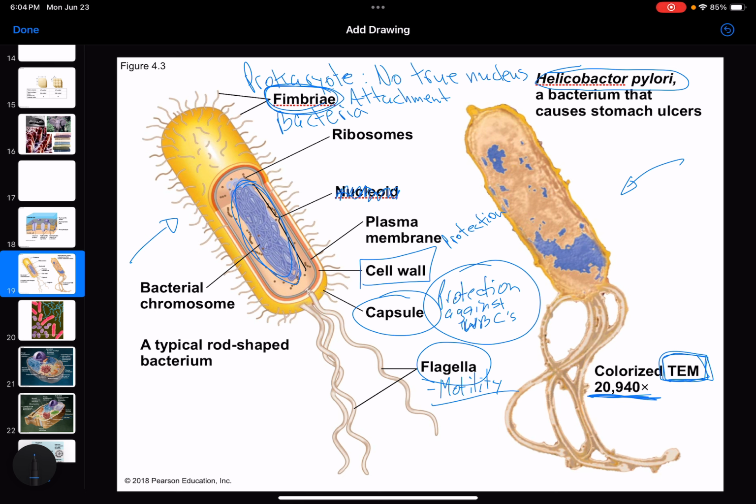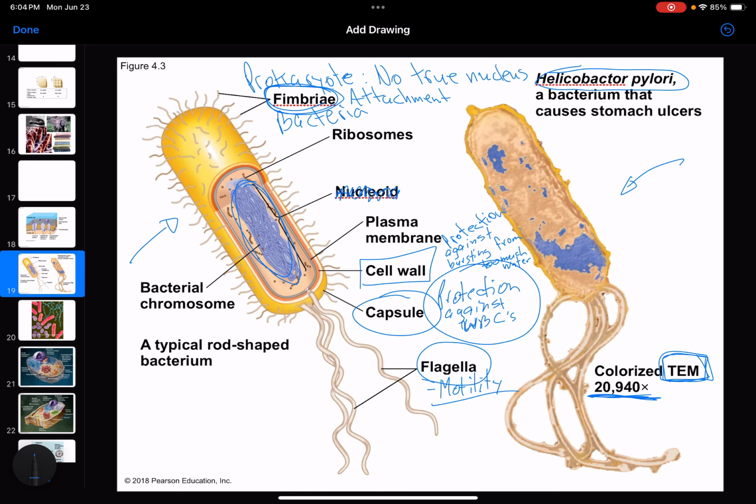Okay, so cell walls are used for protection, but they're not for protection necessarily against white blood cells. It's against bursting open, or like blowing up when you take in too much water. So I'm going to write here from too much water. All right, cell wall is for protection against bursting if you should take in too much water.